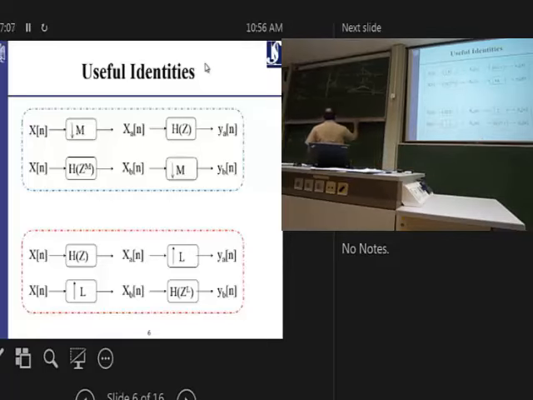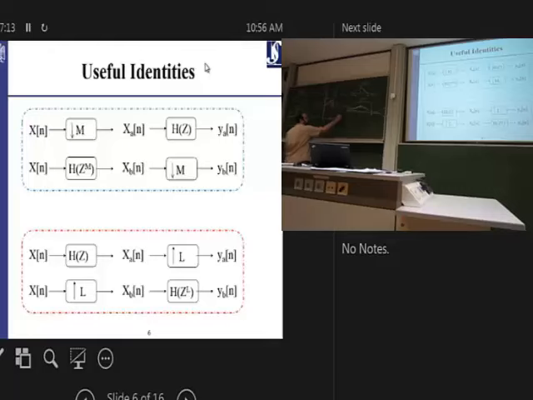So h of z is here. You know h of z. That's h of z. But when you say h of z to the power of m, it means that you have to replace z with z to the power of m. So here it means h of z to the m, z minus m.